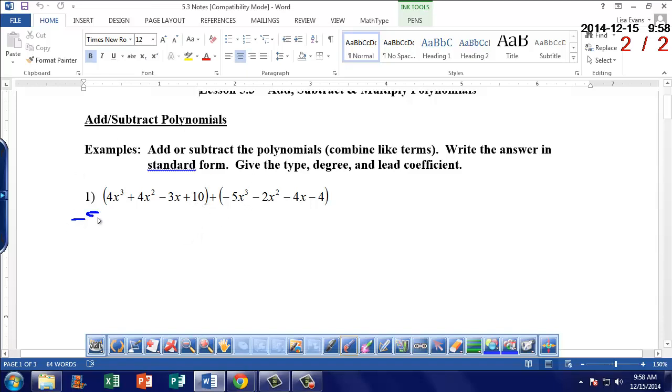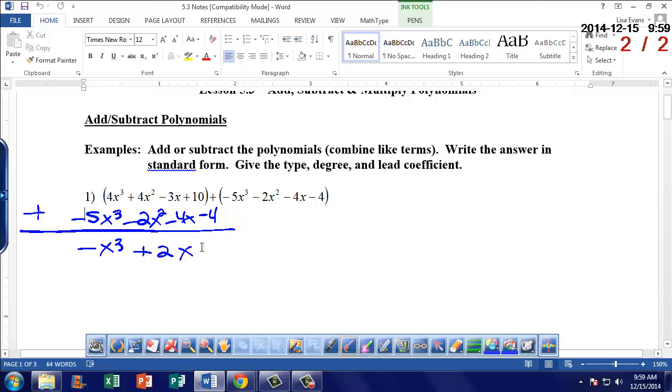I'm going to match up my x cubes, match up my x squareds, match up my x's, and match up my constant. And then I'm just going to go ahead and add them up in rows. So this would be a negative x cubed, a positive 2x squared, a negative 7x, and a positive 6. This is my answer. It is written in standard form because it's in descending order.